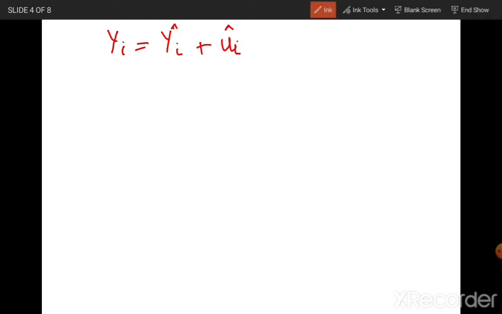Now we can write the same equation in its deviation form. So remember, when I'm talking about deviation here, I mean deviation from its mean value. How do I do that? I actually subtract y bar from both sides of the equation.